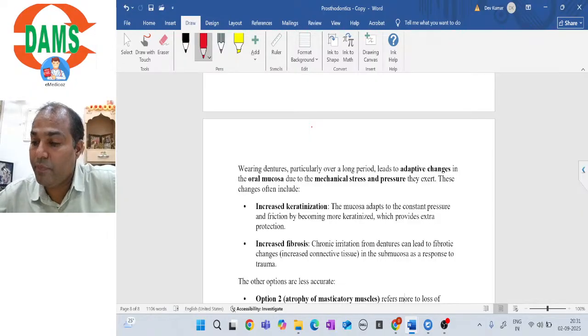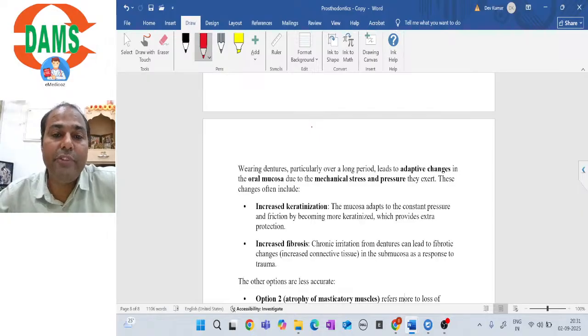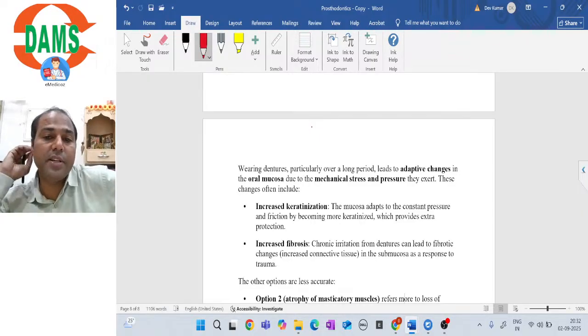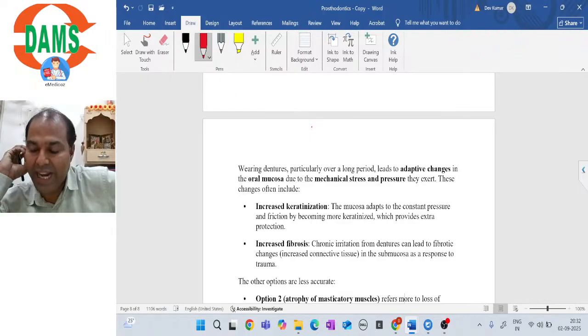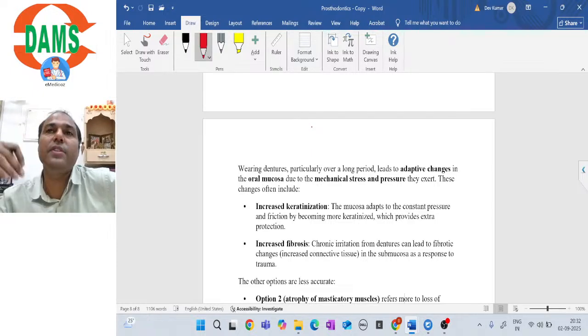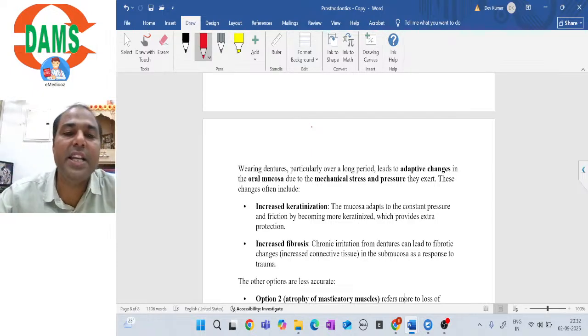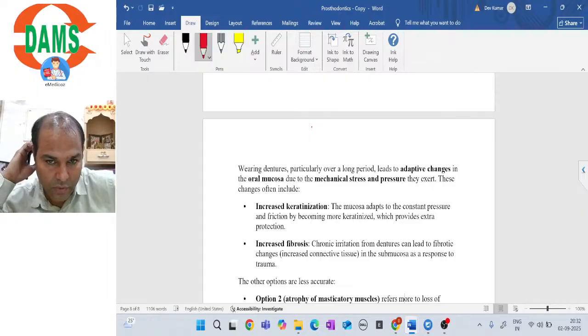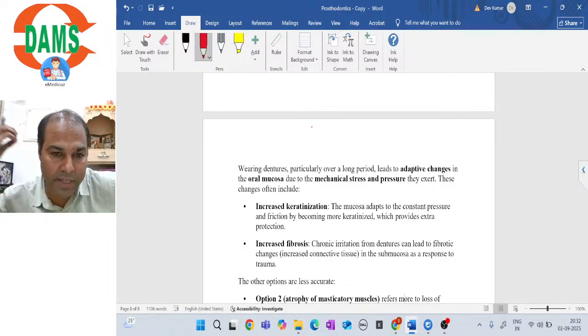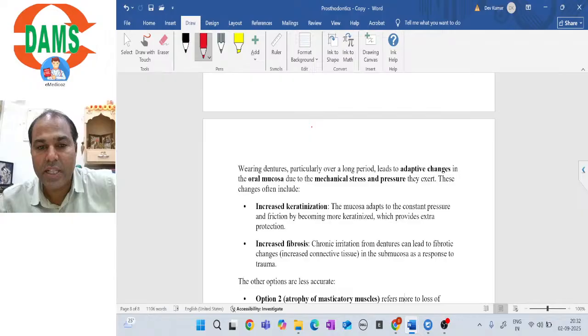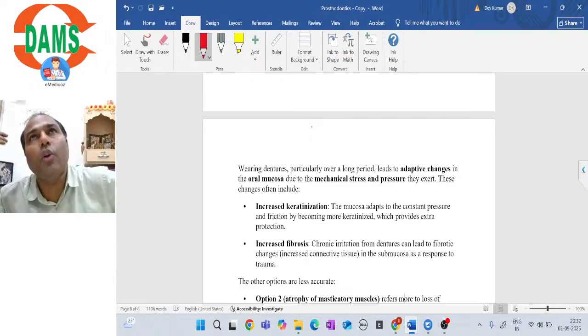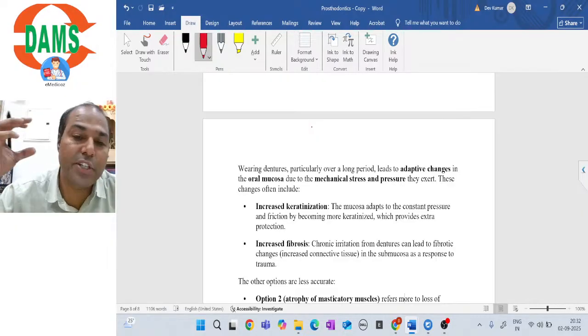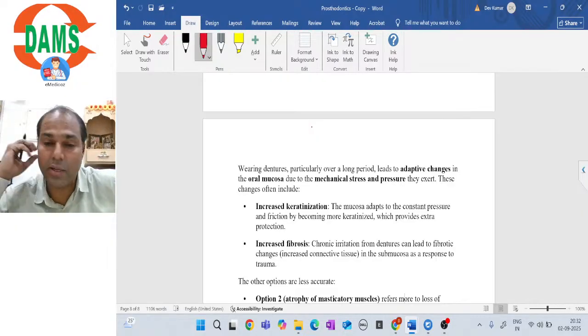Okay. So, wearing dentures, particularly over a large period, leads to adaptive changes in oral mucosa. It will lead to mechanical stress, mechanical pressure. Because of this mechanical pressure, it might lead to increased keratinization. Because of the constant pressure, it will adapt. There will be friction. There will be keratinization, and it is not very excessive keratinization. It is for extra protection of the tissues. So, it's a compensatory phenomenon.